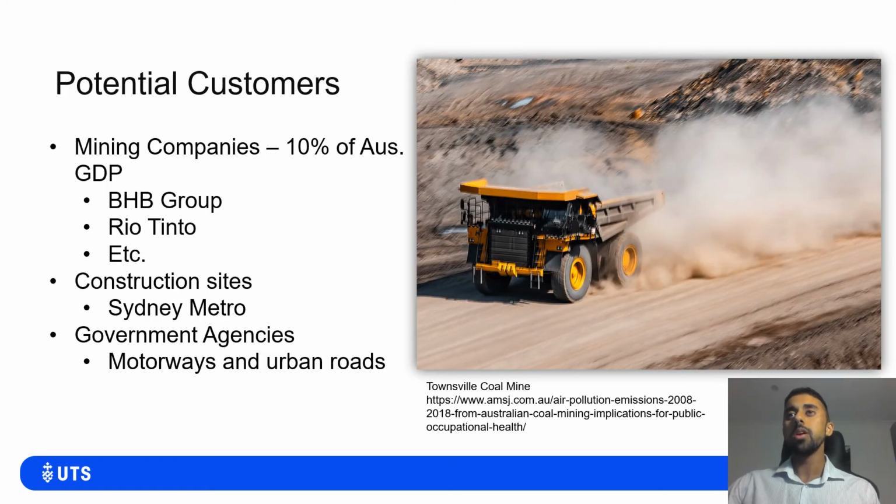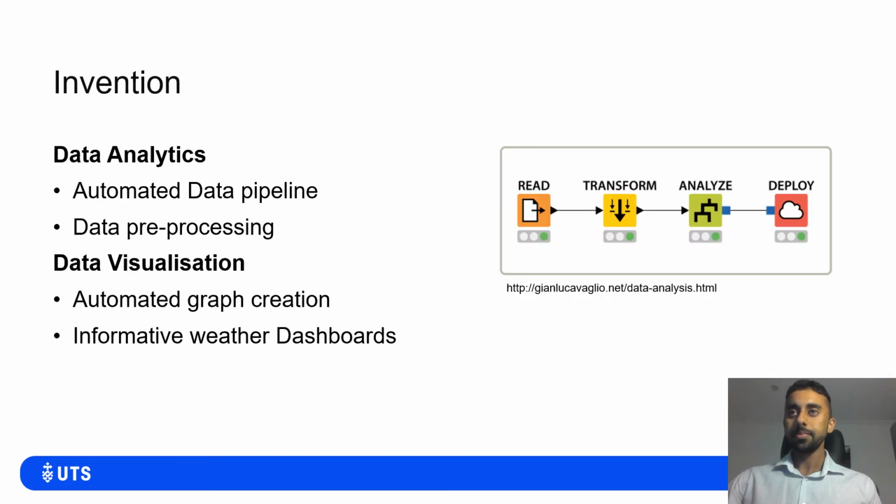Potential customers who can benefit from this technology include the mining industry, being a huge contributing factor to the Australian GDP by almost 10% in 2020. They can benefit by having air quality data of their mines, which affects the health of their employees. Construction sites can similarly benefit from this project, such as Sydney Metro, which can find lots of information about the air quality through the health and safety of their workers. And then finally, government agencies who can utilize this technology near motorways, urban roads, and public spaces.